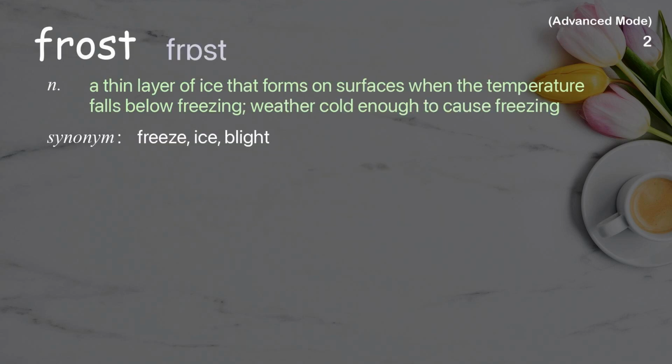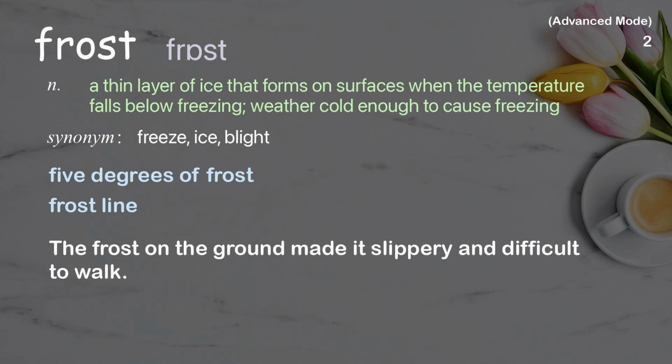Frost. A thin layer of ice that forms on surfaces when the temperature falls below freezing, or whether it is cold enough to cause freezing. Examples: 5 degrees of frost. Frost line. The frost on the ground made it slippery and difficult to walk.